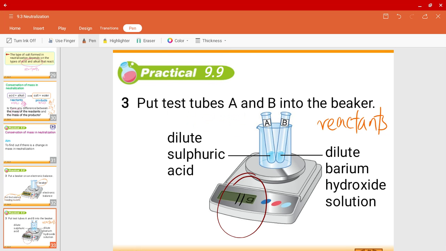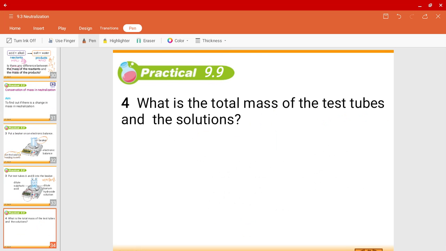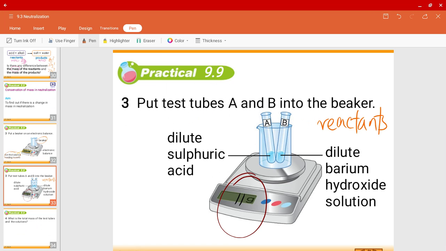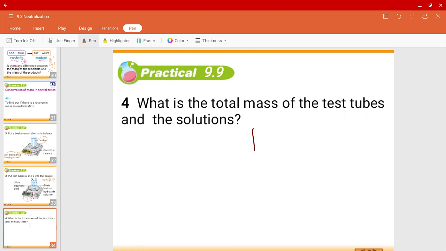So over here, we can see that the reading is 11 grams. So let's see what is the total mass of the test tubes and the solutions. So the total mass, as we can see right over here, is 11 grams. Let me write that down. 11 grams.